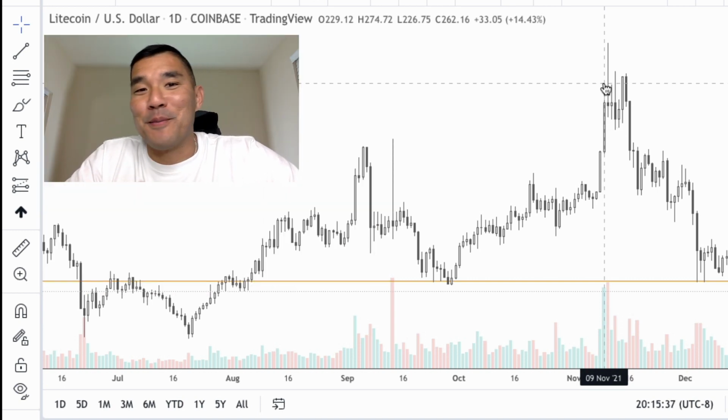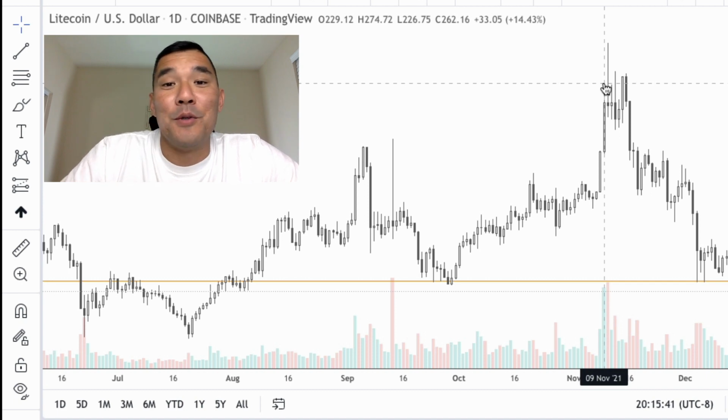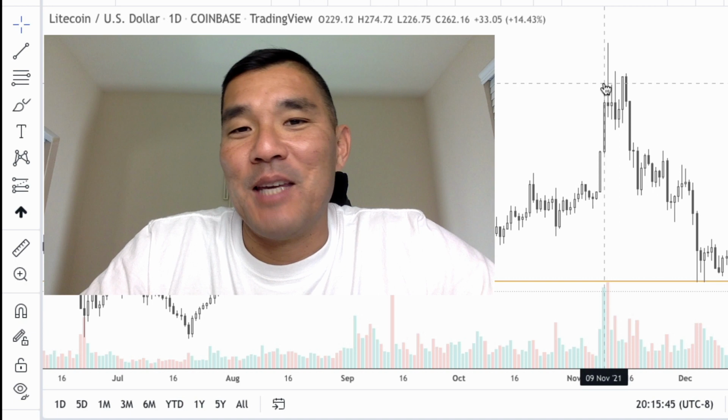Now, obviously you're gonna have to backtest this. You're gonna have to see what constitutes a parabolic move in your market, right? It could be different in futures, it could be different in crypto, it can be different in stocks.